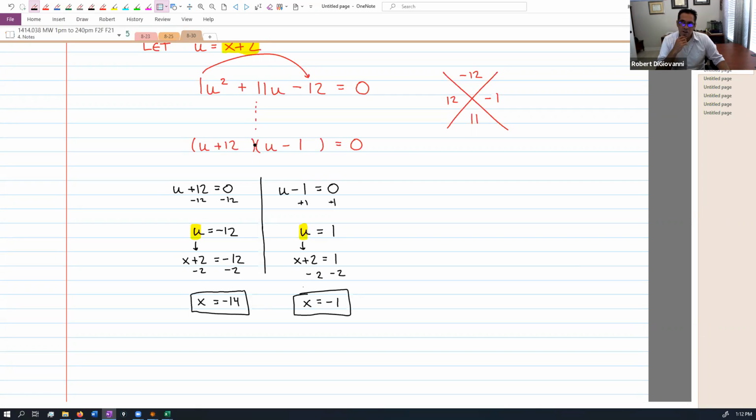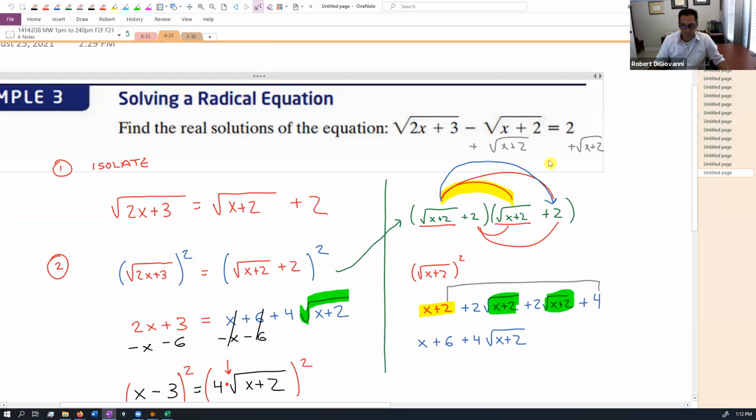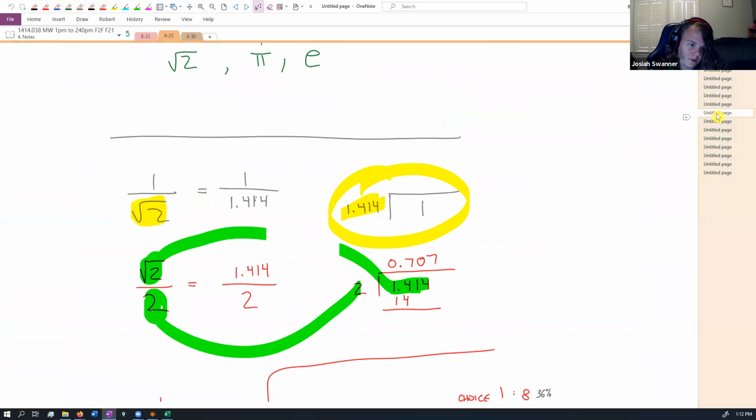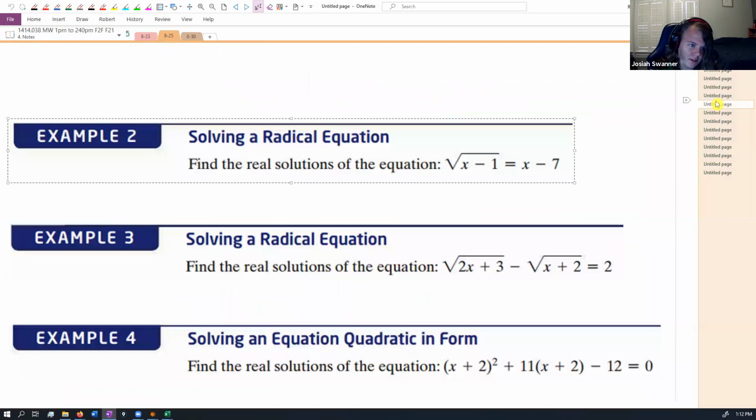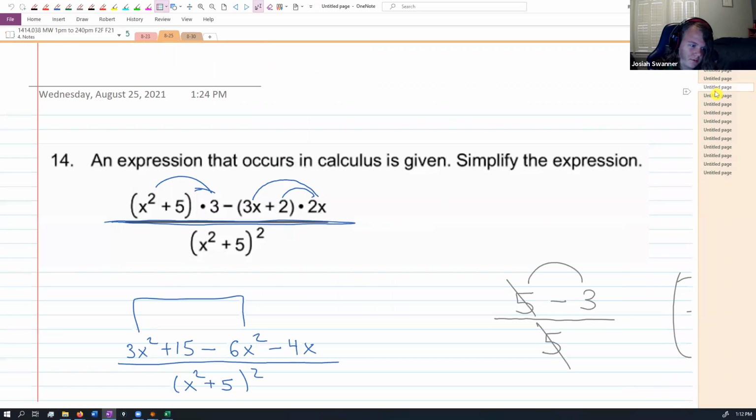So do we need to check our answers? Oh, let me say it this way. We should always check our answers, just to be safe. But do we have to check our answers here? Do you remember from last class what I told you about checking the answers? No, because we didn't do any algebra with the square root.